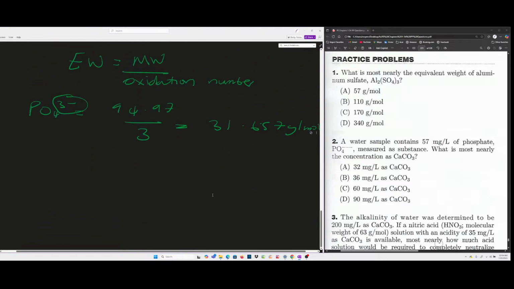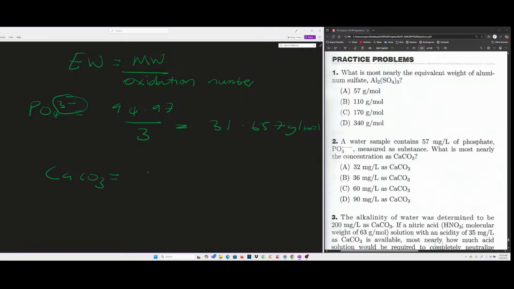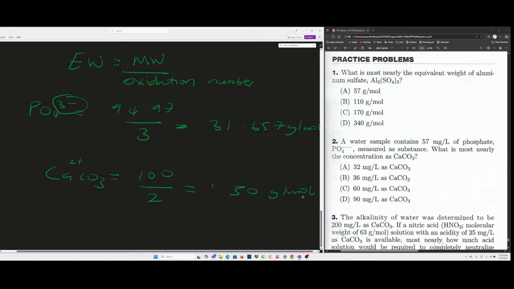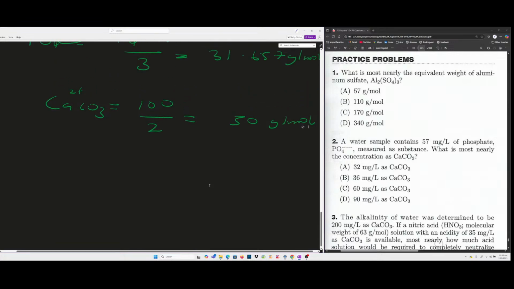So we'll do the same for the equivalent weight of CaCO3. For CaCO3, our molecular weight is going to be around 100, and calcium is 2 plus, so we're going to divide it by 2. So we're going to have around 50 grams per mole. Okay, now we have this.